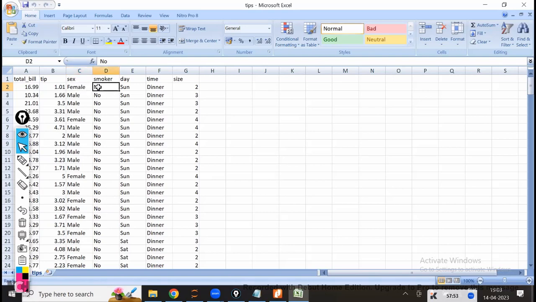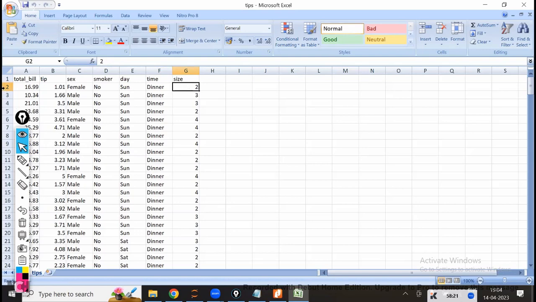And second, whether the person who has paid the bill is a smoker or a non-smoker. Here we have whether the person is a smoker or non-smoker, the day on which they came to the restaurant, and the time, whether it is dinner or lunch. In that particular restaurant, only dinner and lunch are available. No snacks, no breakfast, nothing, right? And the size means the total number of members who came.